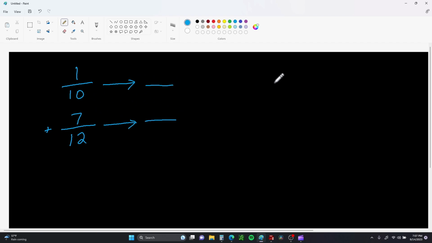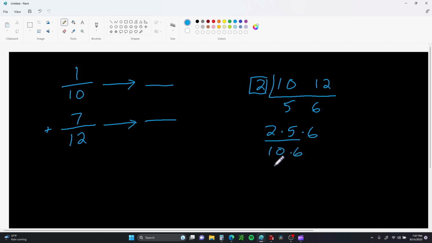A fast way to do that is to come over here and put 10 and 12 into the ladder. They're both even numbers, so I can divide by 2. 10 divided by 2 is 5. 12 divided by 2 is 6. And I'm done because my GCF is 2 and my LCM is all these numbers multiplied. So 2 times 5 times 6. So the LCM is going to be 10 times 6 or 60. So the LCD for my fractions is going to be 60 and 60.